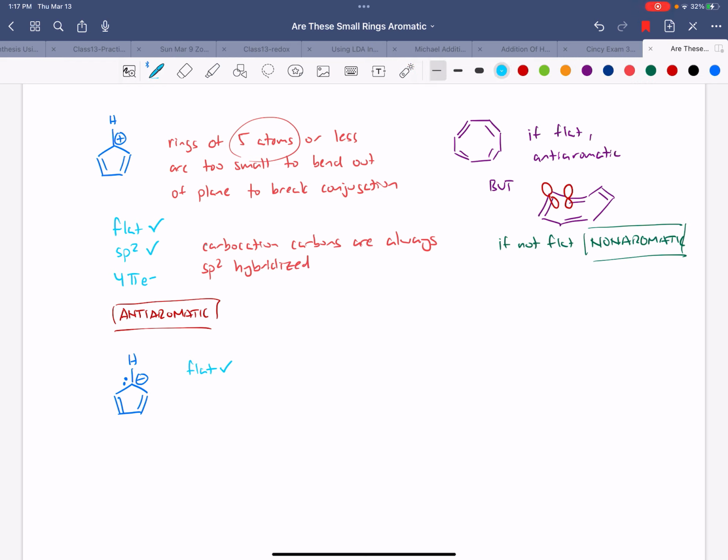Now here's the deal. Right now, there are 4 pi electrons, and those are from the pi bonds. But it could be 6 because of resonance. And the resonance I'm talking about is this.